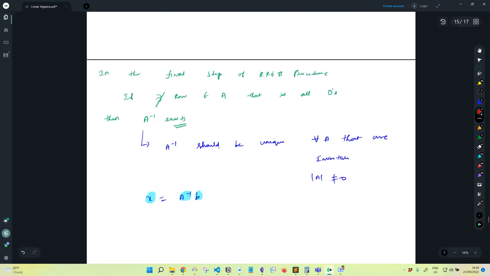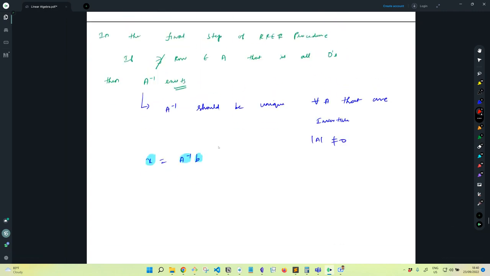Is X also unique? Yes, sir. Exactly. Right. So then I can further refine this statement. In the final step of the RREF procedure, if there exists no row in the A part, forget about the B part, if there exists no row in the A part that is all zeros, then A inverse exists and solution X is unique.